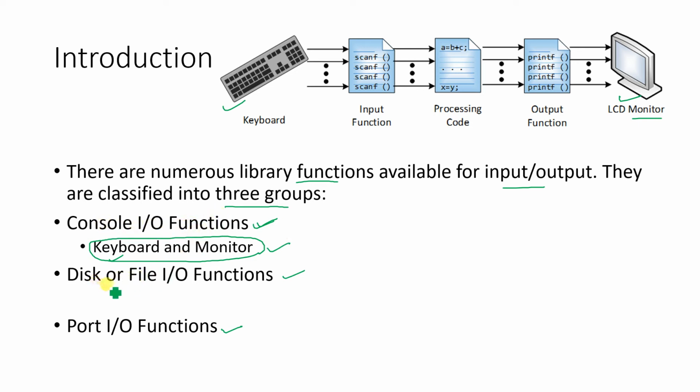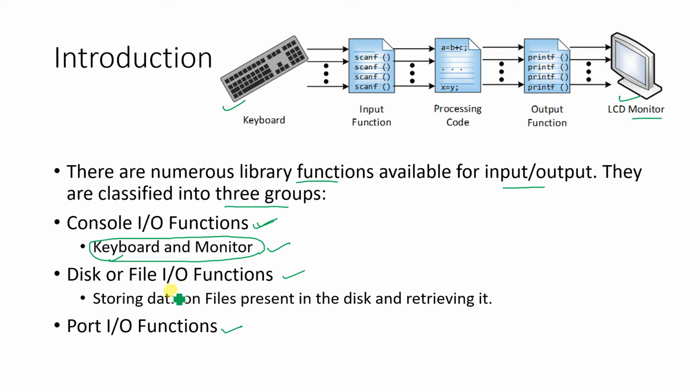The next category is the disk or file IO functions. Whenever we are storing data in a file on the disk and retrieving it, that is, whenever a file is created by us using any programming language and we want to extract data from that file or store data in the file, we use some functions. Those functions come under this category, the disk or file IO.